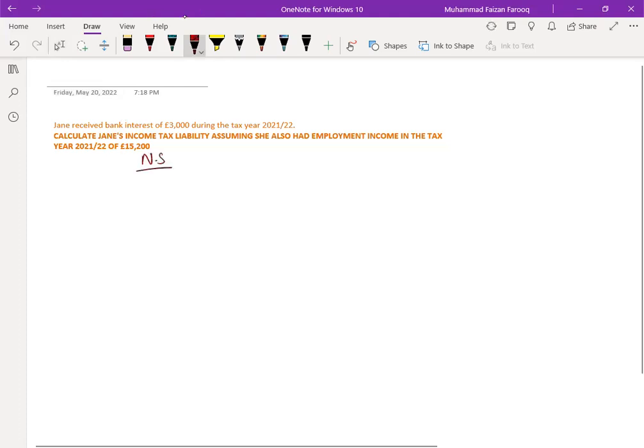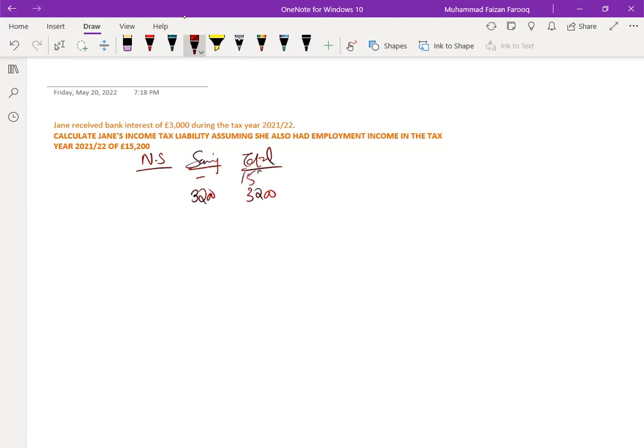Jane received bank interest of £3,000 during the tax year 2021 to 2022. Calculate Jane's income tax liability, assuming she also had employment income in the tax year 2021 to 2022. What I did, I only changed the amount of employment income. Savings income or interest received is the same, 3,000. So the total, please. 18,200.